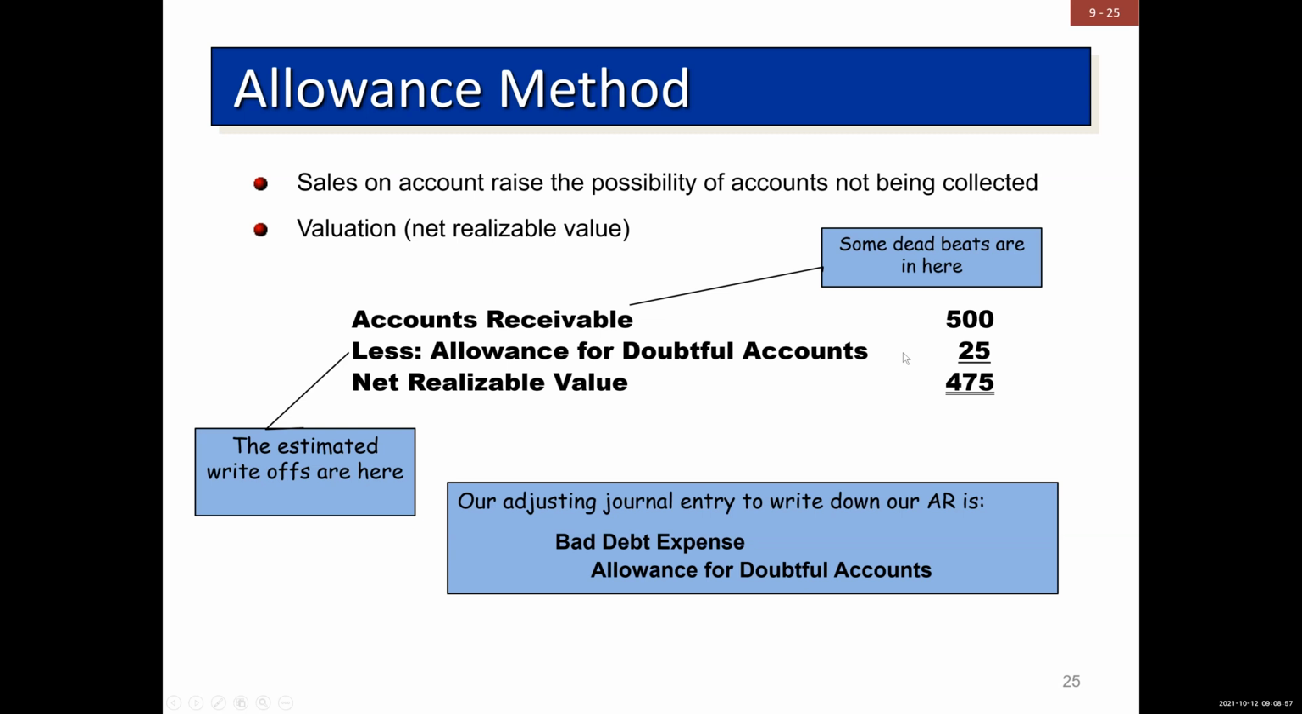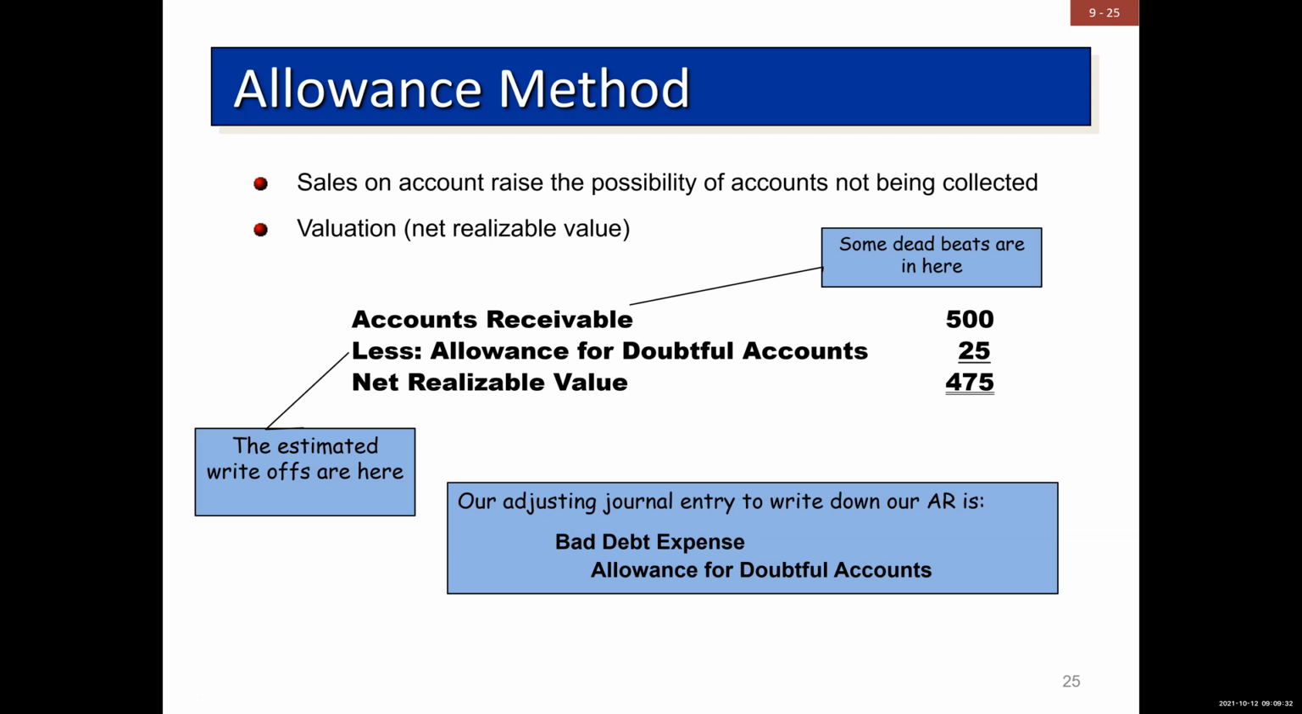It's kind of like truck less accumulated depreciation is book value, right? Because accumulated depreciation is a contra asset account related to the truck. Here, the allowance for doubtful accounts is the contra account to the accounts receivable. That's how we write it down so that the readers of the financial statements know, okay, we have $500 of receivables, but we are only going to be able to collect $475.